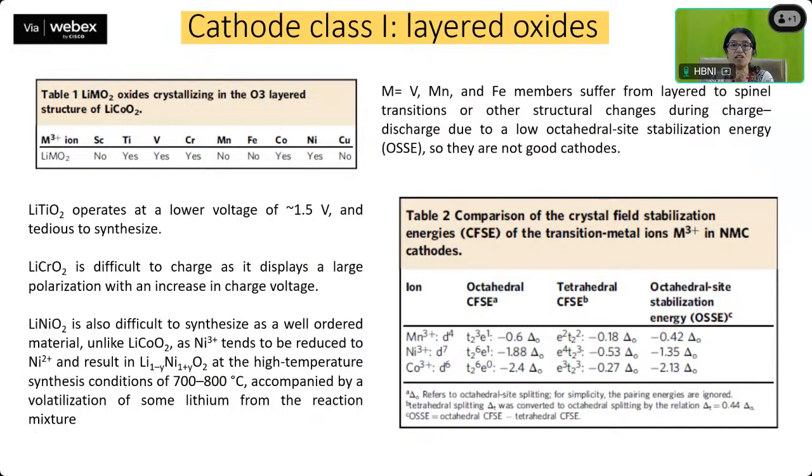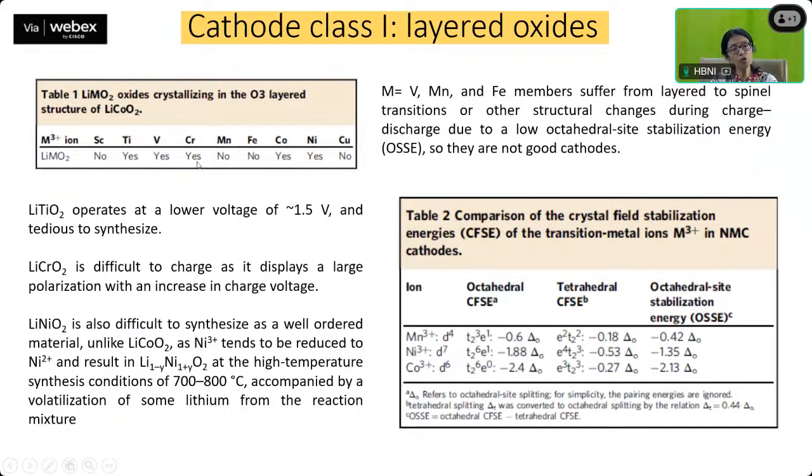The cyclability is going to be very poor. So now looking into this, you also have titanium, which has a layered structure. So lithium titanium oxide can also be a good layered cathode, but it is not the case. Why? Because it operates at a lower voltage and it is also very tedious to synthesize.